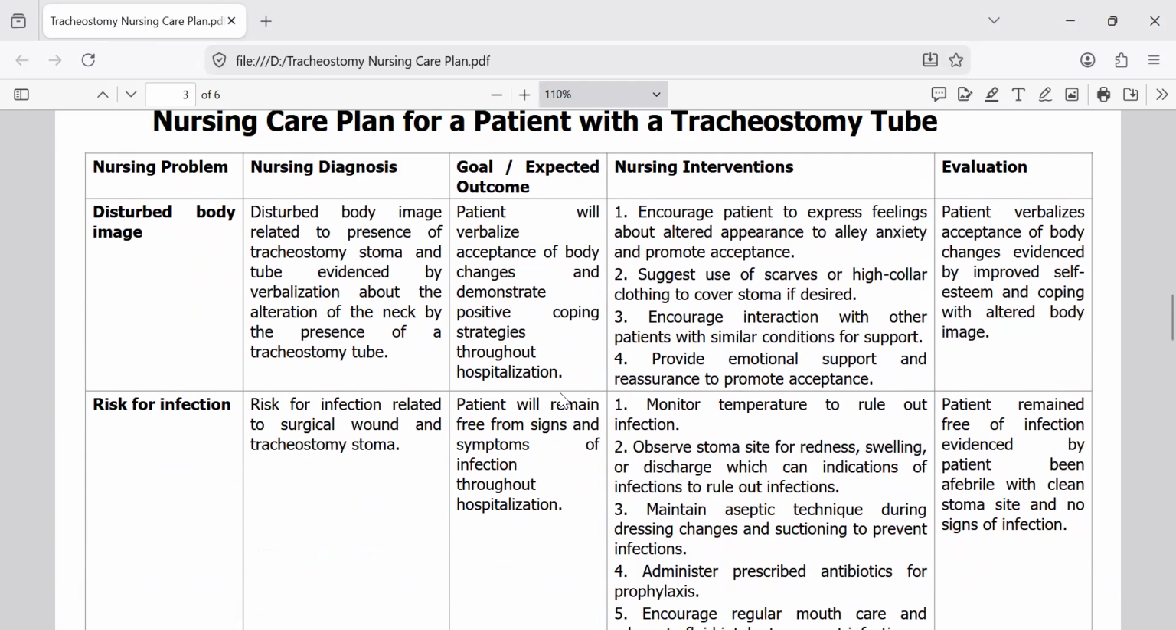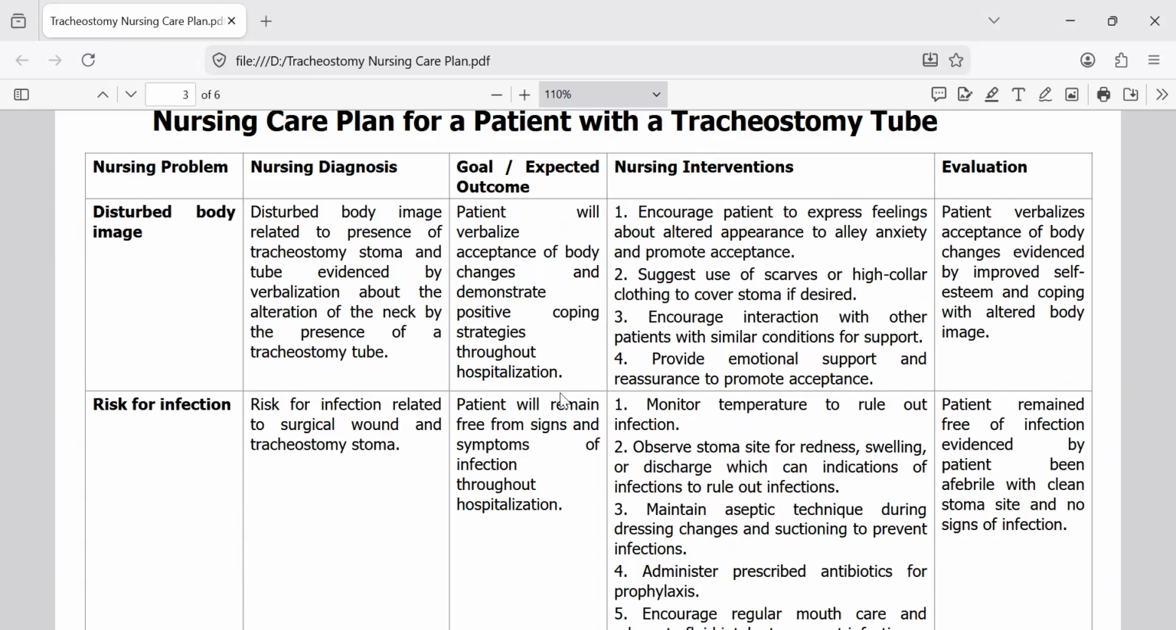Okay, let us look at the last 2 problems. We also have disturbed body image. So if you look at yourself as beautiful, as handsome as you are, you do not have any tube on the neck. Because of the creation of a stoma and insertion of a tube on the neck, it alters or disturbs the body image, the way you look, the way the good Lord created you. So this patient will have a problem in nursing which we call a disturbed body image.